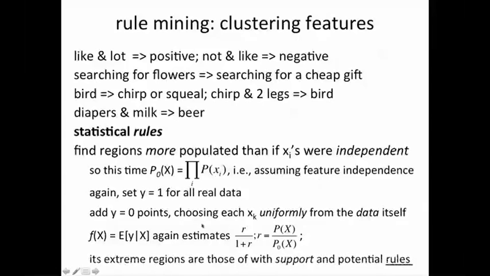Again, the extreme regions of f of x indicate those that have high support, and we'll explain what support means in a minute, and are therefore regions where we can potentially find rules like the ones we have shown above.